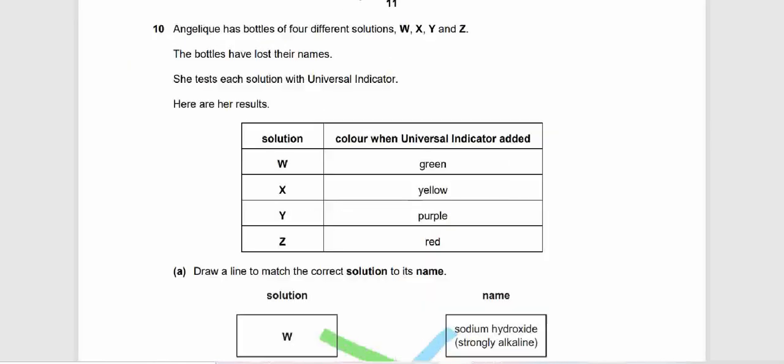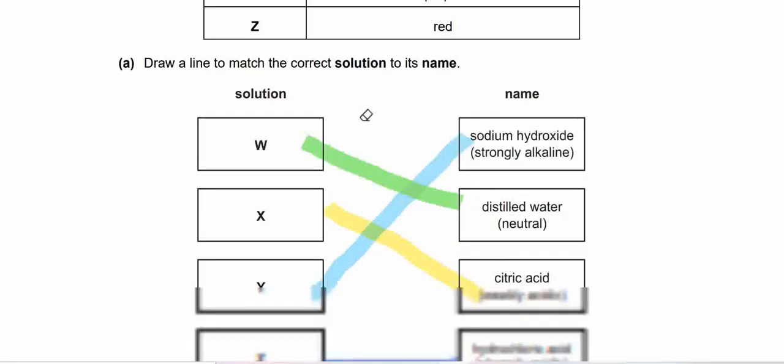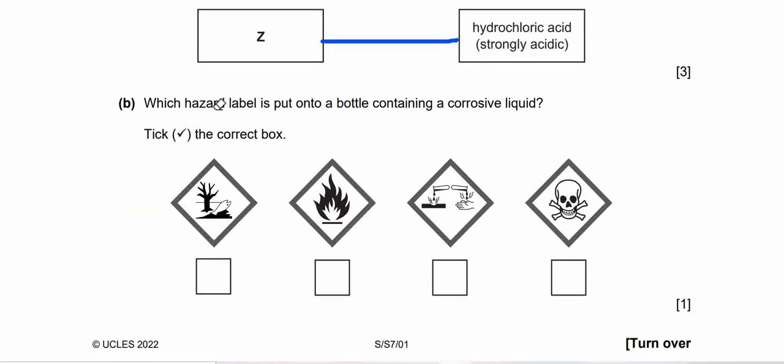Next. Oops, sorry guys. I just realized that we skipped 10B. There is 10B after 10A. Our previous answer was question 10A, then we jumped to question 11. So we forgot 10B. Let's zoom in to see 10B. Which hazard label is put onto the bottle containing a corrosive liquid? Tick the correct box. 10 seconds from now.